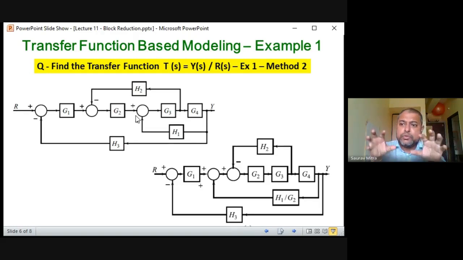Whenever two summing points are there side by side, you just exchange them with all their connectivities. SP2 was connected to minus H2, and you are finding this SP2 is still connected to minus H2. SP3 was connected to H1 by G3, and now this SP3 is still connected to H1 by G3.